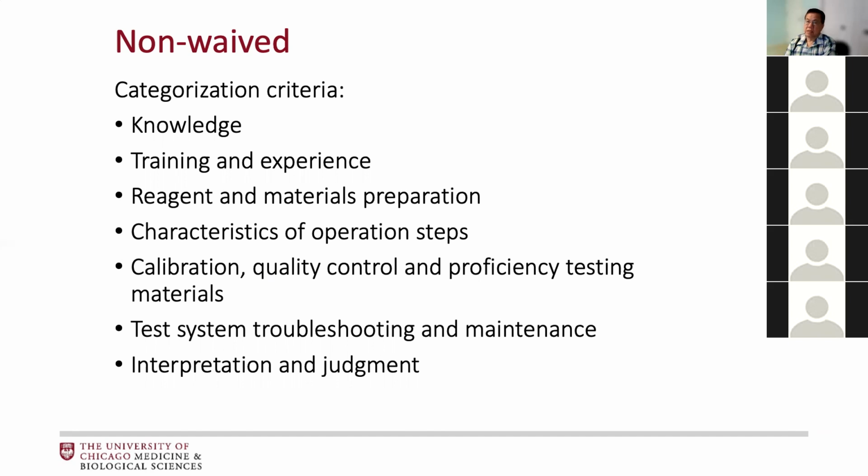The people running the lab need to know how to make the reagents or prepare the material. You need to have an SOP that characterizes the operation steps. You need to make sure there is a description of calibration, quality control, and proficiency testing, and then you need a test system that can do troubleshooting and maintenance. Make sure that those are done. In the end, your procedure should also have a paragraph on how to interpret the result, and give them some sense of judgment when the results are out of control. So all this needs to be part of your standard operating procedure.